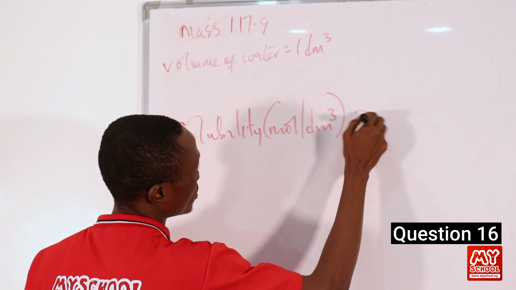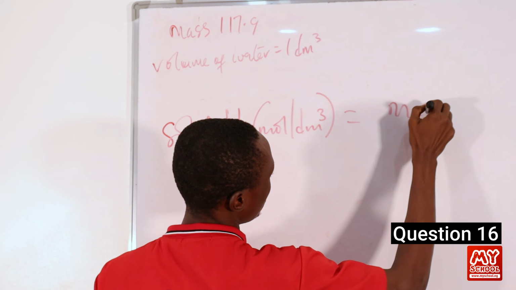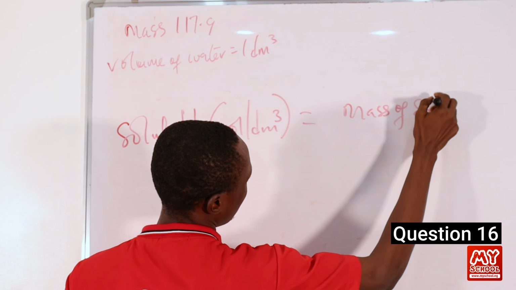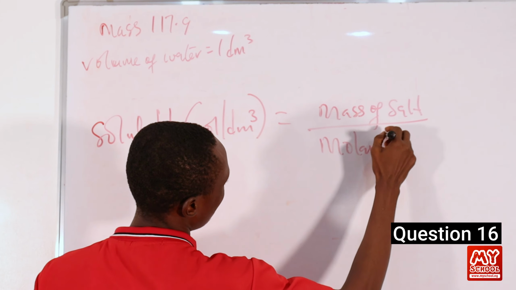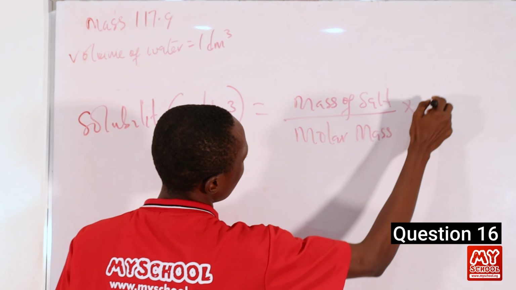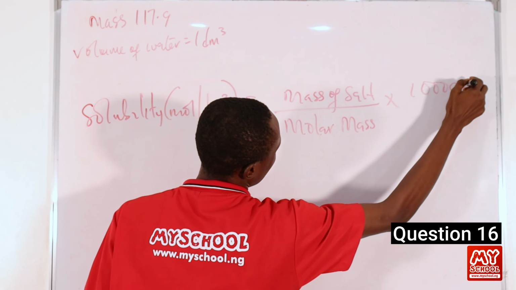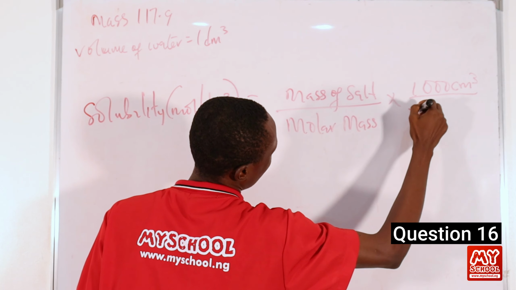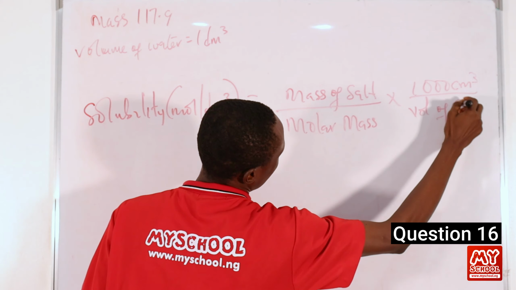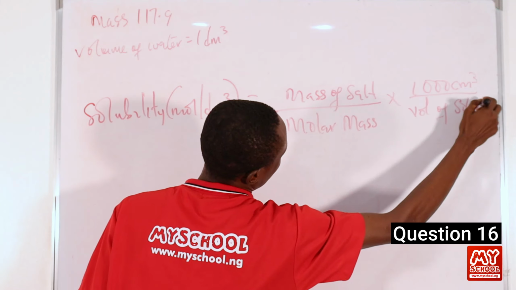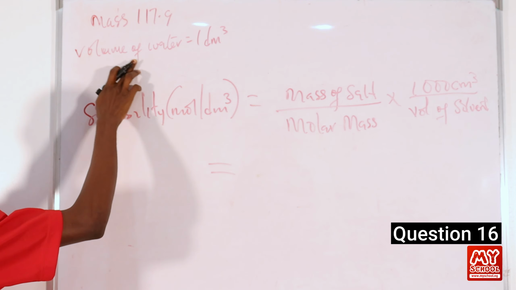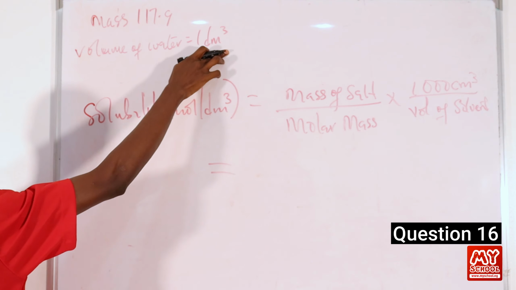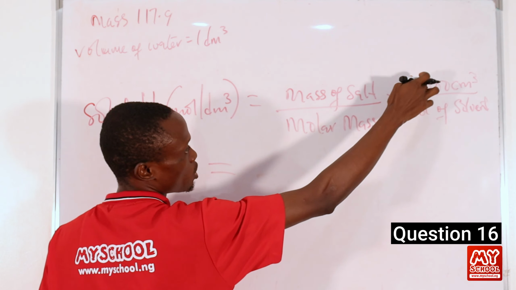Solubility in mole per dm cube is given by mass of salt over molar mass of salt, then times 1000 centimeter cube over volume of solvent. But in this question we are given the volume of water in dm cube, so we don't actually need this 1000 centimeter cube.